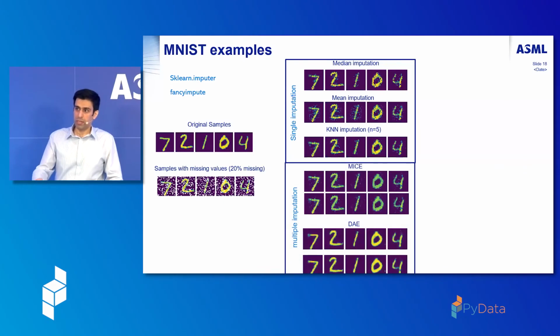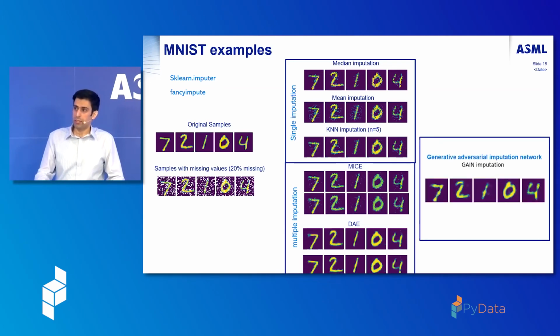The other ones are MICE and denoising autoencoder. These are multiple imputation techniques. For MICE, I used fancyimpute, and it adds some artifacts according to the estimator you use. And the denoising autoencoder is implemented with Keras, you'll see in the notebook. And you can already see how well the denoising autoencoder works with imputation.